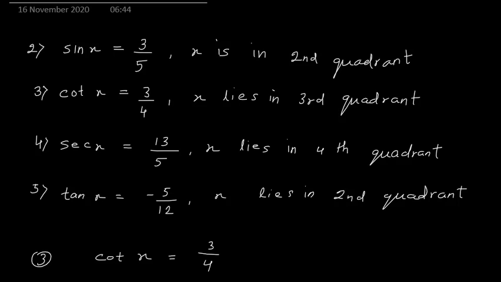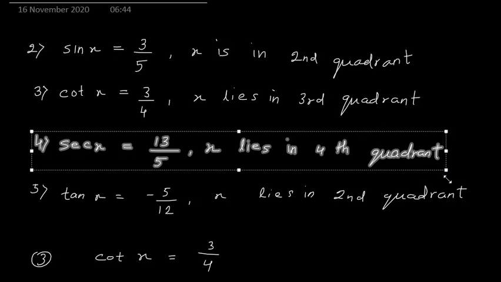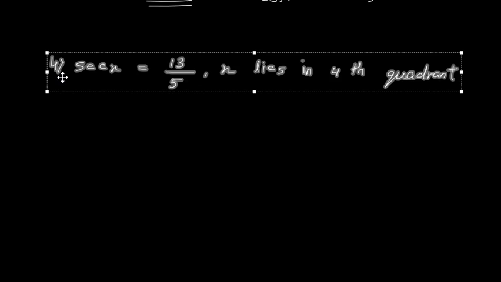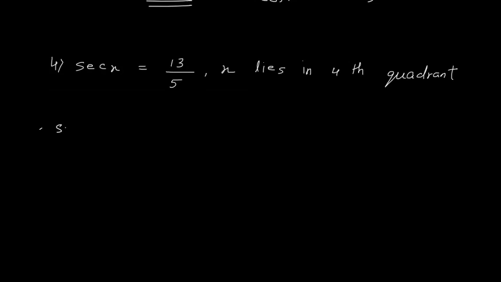Sec x is 13 upon 5 and x lies in the fourth quadrant. Better you solve this problem yourself now, and then you can cross verify your answers. Here we have sec x is 13 upon 5.